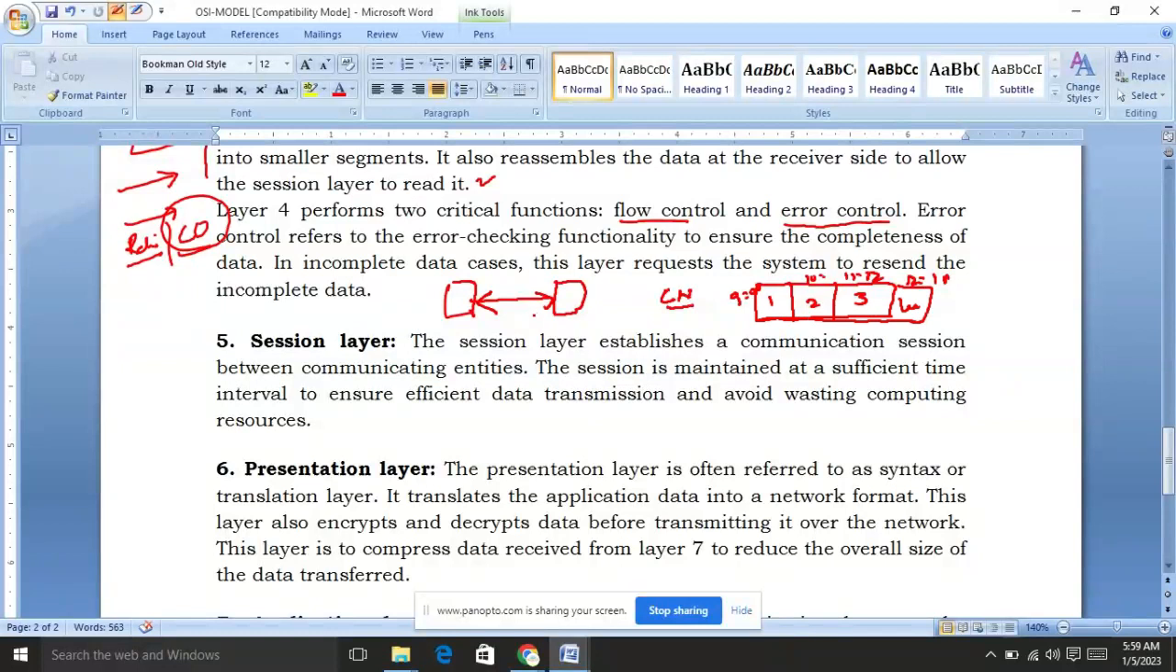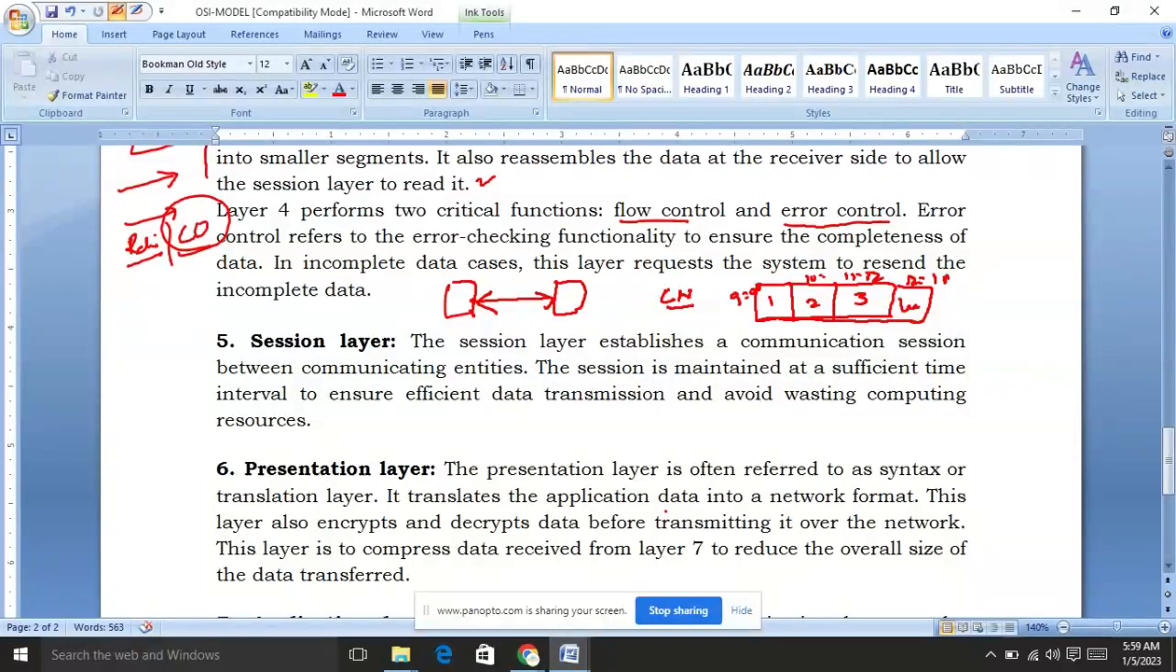In the same manner, the session layer establishes the communication sessions. That means how much time the sender and the receiver are in communication to transfer the data, right? It also takes care of how to utilize the other computing resources.